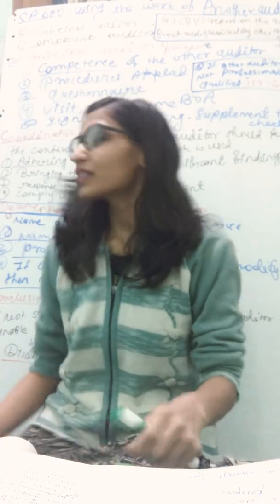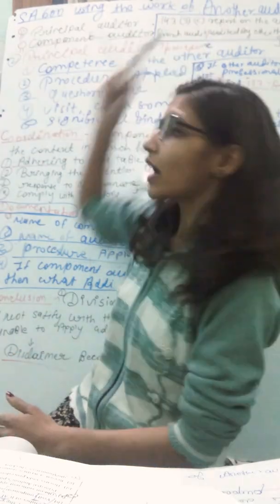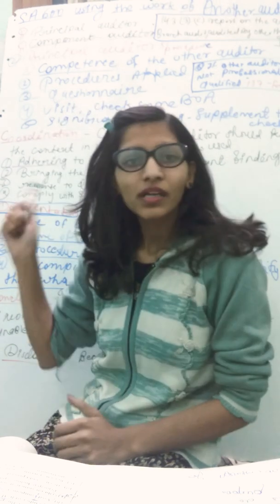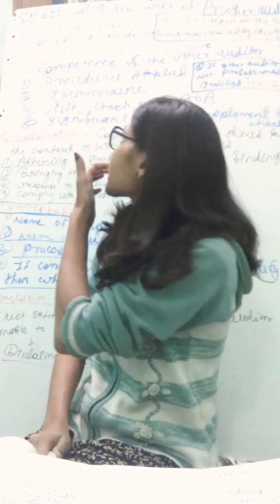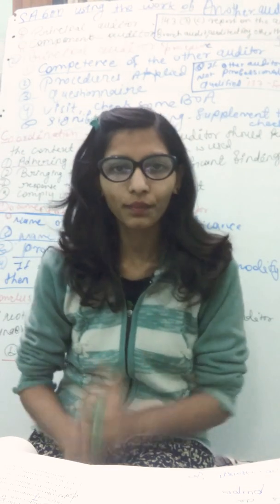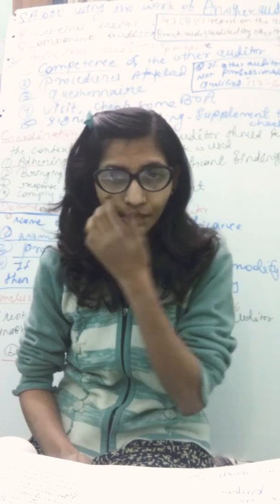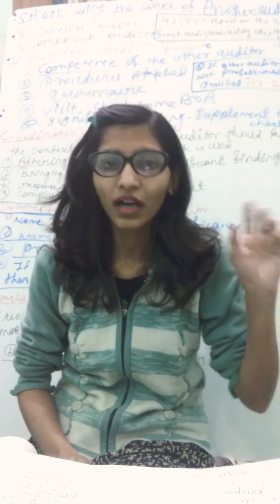Now we take another discussion, SA 600, using the work of another auditor. There is a principal auditor and a component auditor. The principal auditor is the auditor who audits the head office.